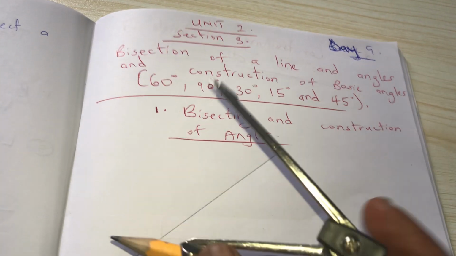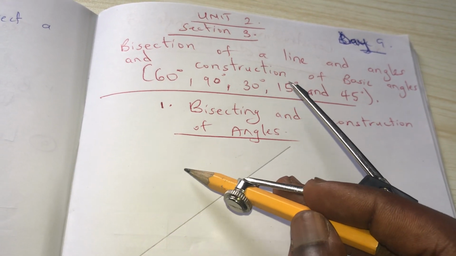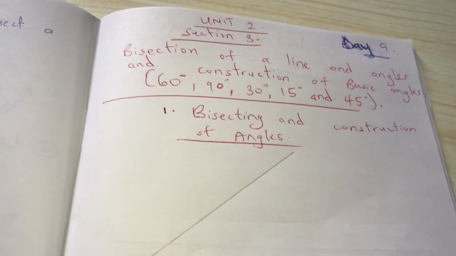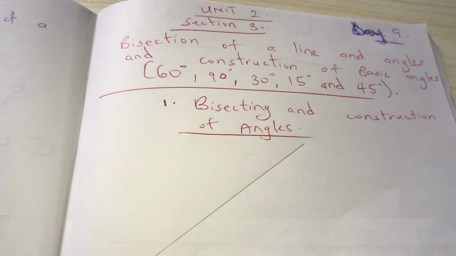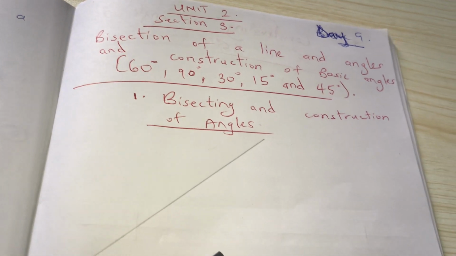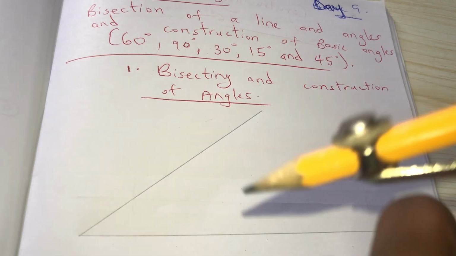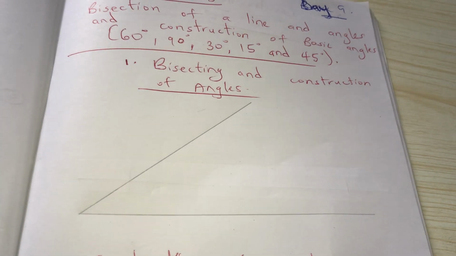So we are going to do bisecting of a line and angles, okay, and construction of basic angles. Like we have some basic angles like 60 degrees, 90 degrees, 30 degrees, we have 15 degrees and 45 degrees. Yes, but the first thing we are going to talk about is the bisecting and construction of an angle.